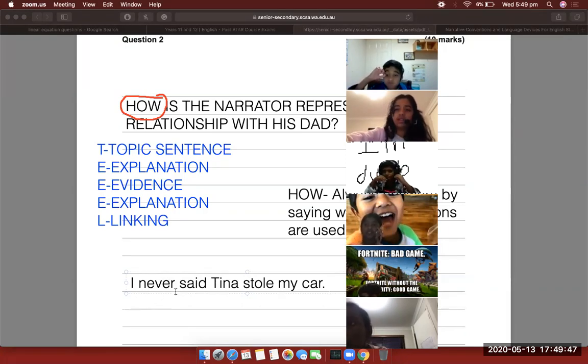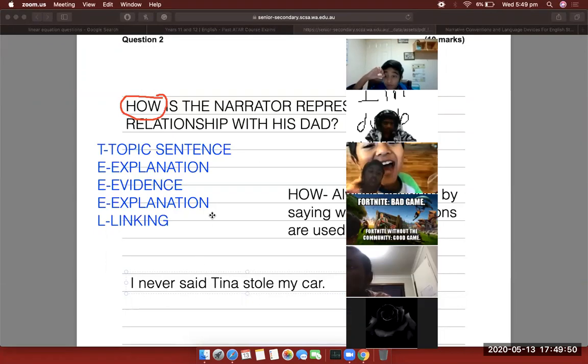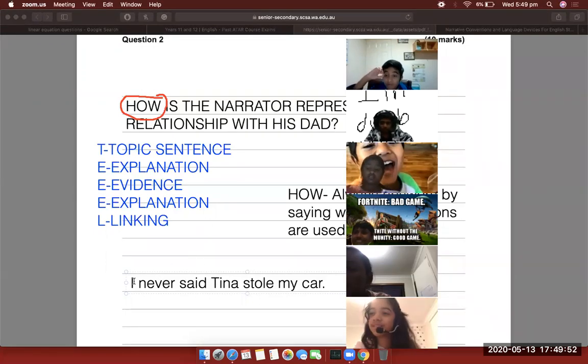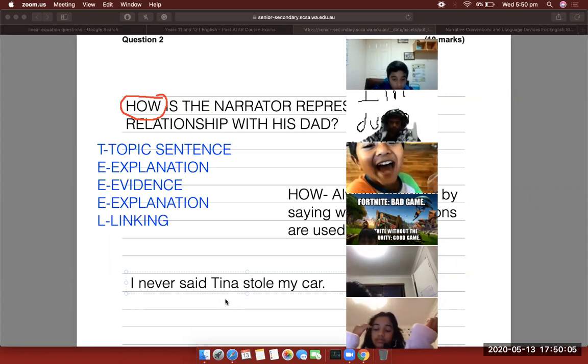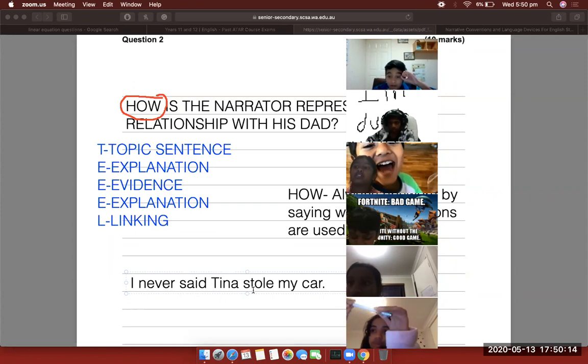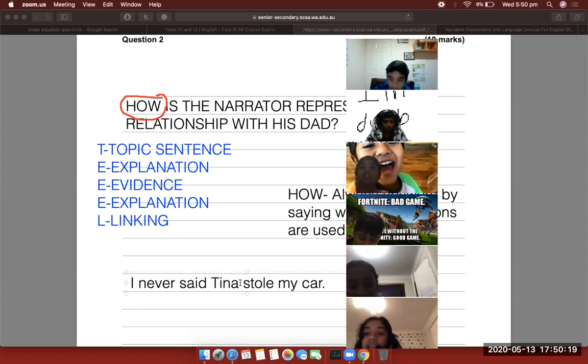So basically what I'm saying is each of these different words has different meanings. For example, if I say I never said Tina stole my car, it means that I didn't say it, someone else probably did. I never said Tina stole my car, as in I probably said it in a different way. I never said Tina stole my car. That means someone else. I never said Tina stole my car. That means that Tina probably borrowed my car.